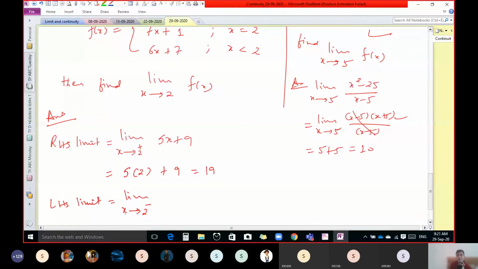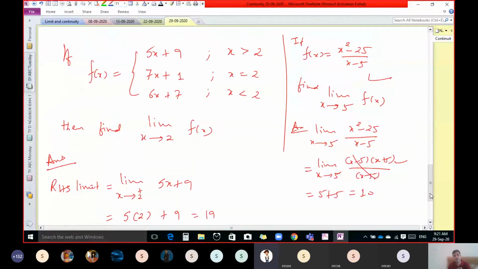Any of you? Yes, sir. The value of x is very near to 2, like 1.9999, but not exactly 2. Correct. Yes, it is not minus 2, but it is less than 2, like 1.99999. Okay. So now which function we have to take?